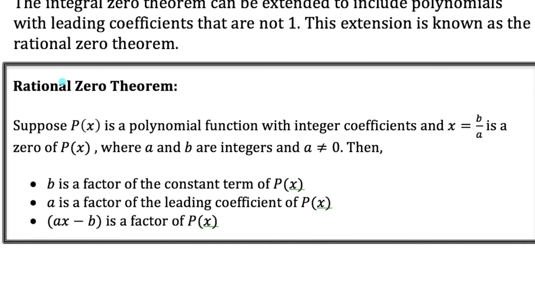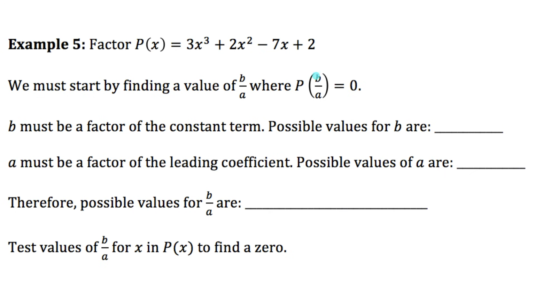And what fractions are we going to test? Well, here's the rule. Suppose p of x is a polynomial function with integer coefficients, and x equals b over a is a 0 of the polynomial. Well, to get that b over a, b would be a factor of the constant term, and a would be a factor of the leading coefficient. So for example, for this one, the constant term is 2, so we'll call that b. Factors of that are plus or minus 1 or 2. And the leading coefficient, 3, we'll call that a. The factors of that are plus or minus 1 or 3.